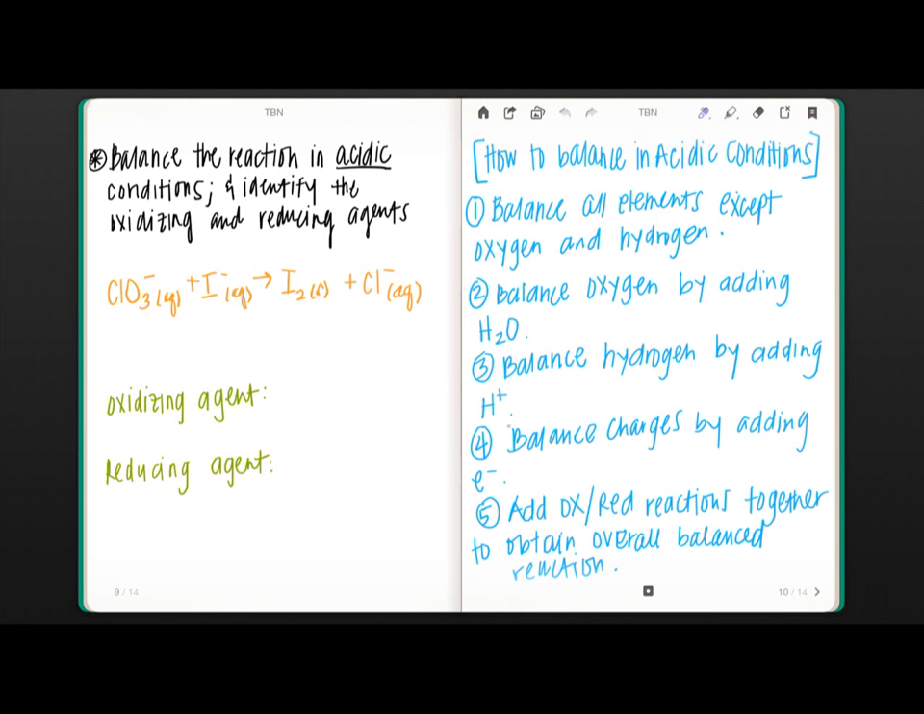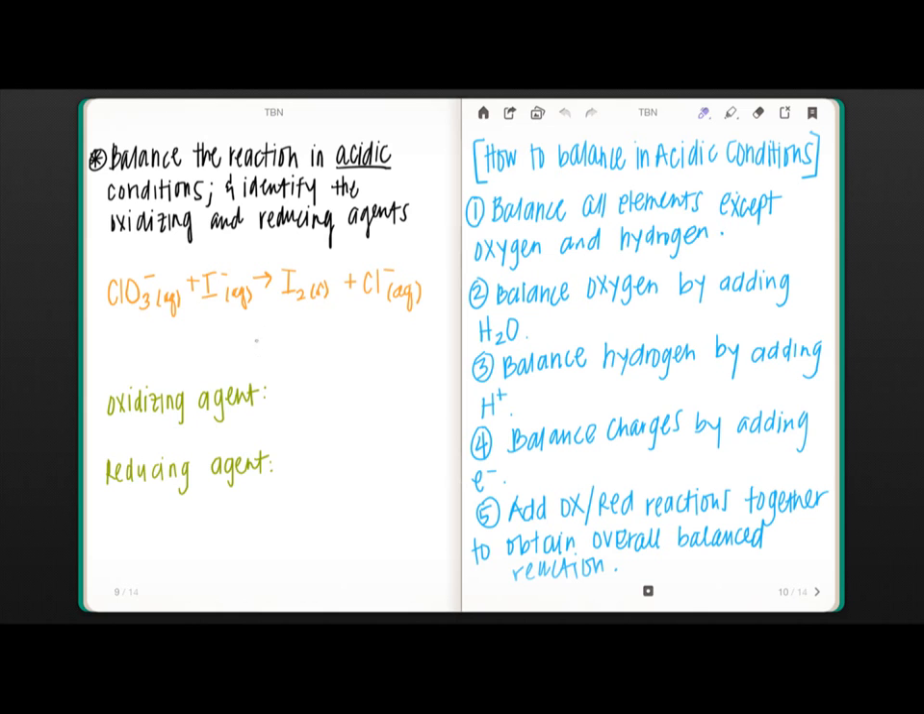Everyone, I'm going to be going over how to balance a reaction in acidic conditions and also how to identify oxidizing and reducing agents. So this is our given equation: ClO3 minus plus I minus goes to I2, iodine, plus Cl minus. So this is the equation that needs to be balanced in acidic conditions.